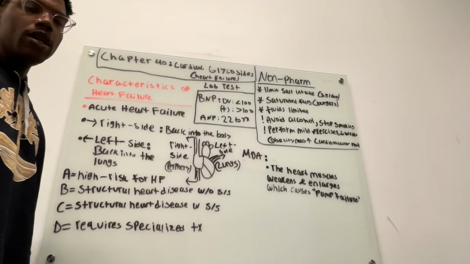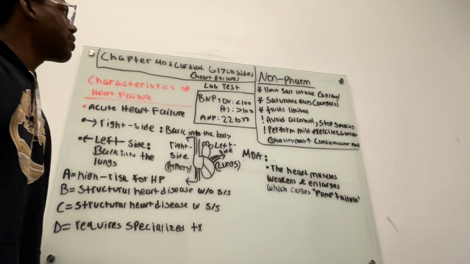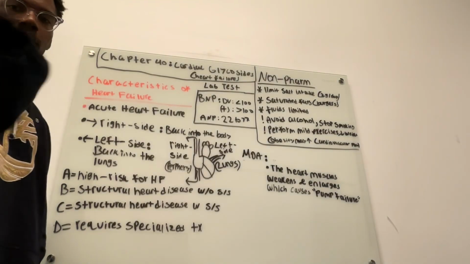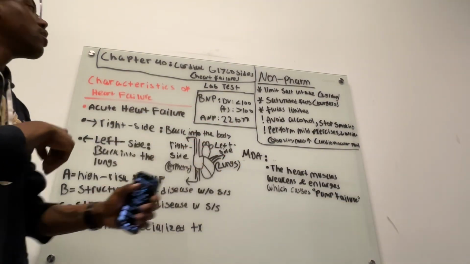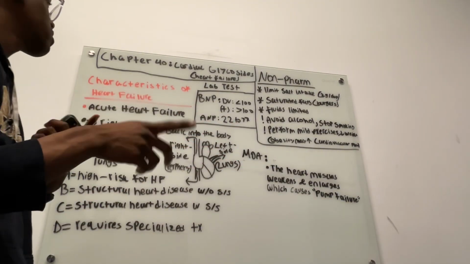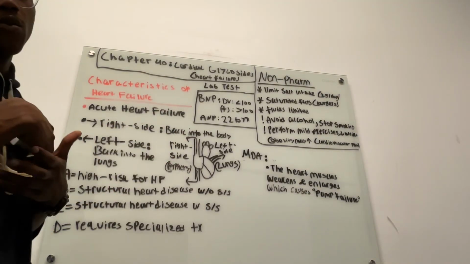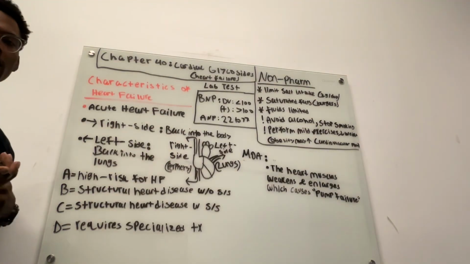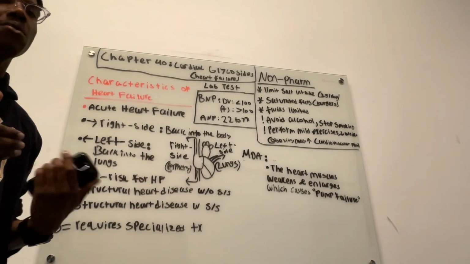Okay, so right now we're going to be going over chapter 40, cardiac glycosides, and the main focus is heart failure. With that, you want to know the characteristics of this first. So you know there's acute heart failure, which is acute, so it happens on set or within the moment.